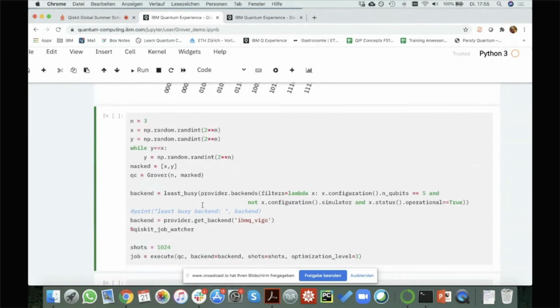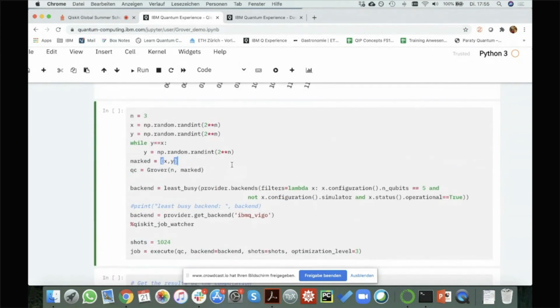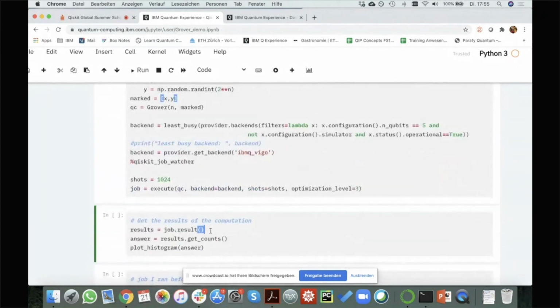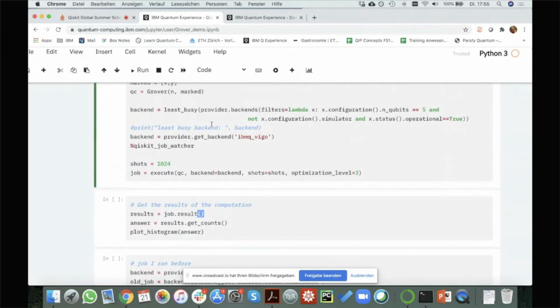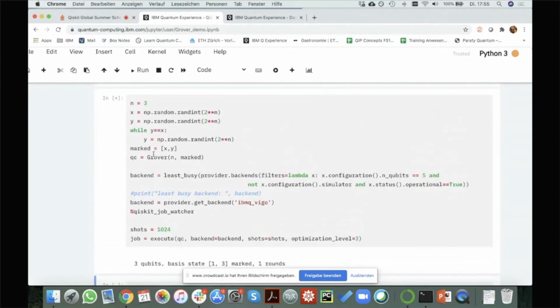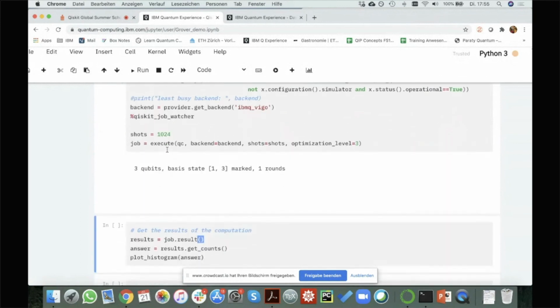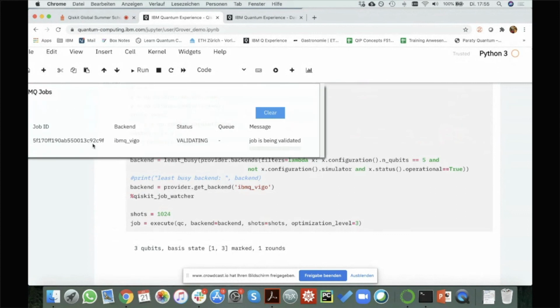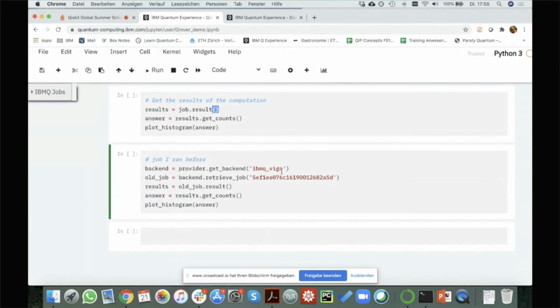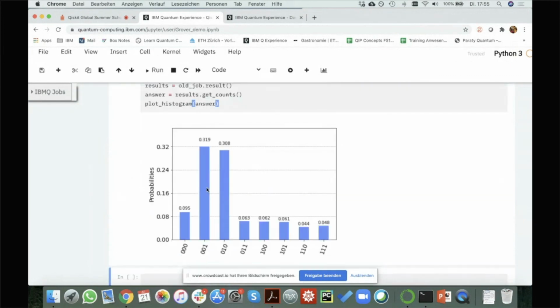Well, now we can run the result as well on our backend. But actually, I'm not sure whether I want to do that because I already ran it before. I can run it now. I'm choosing, but we have to decrease the number of qubits so that the noise is not too high. And we can now see here, the job is being validated. But I also ran it before to show you the results. And the results that we got here were these.